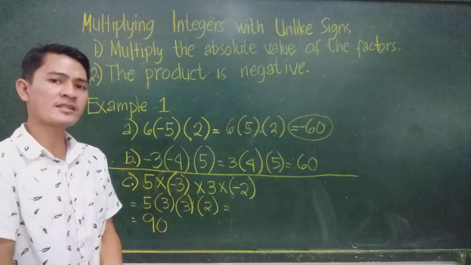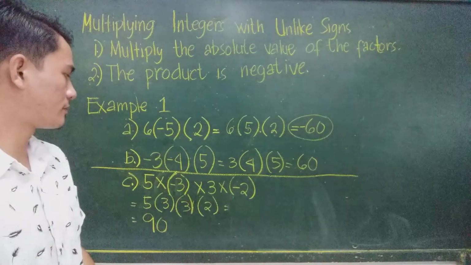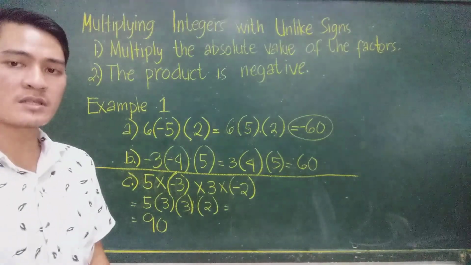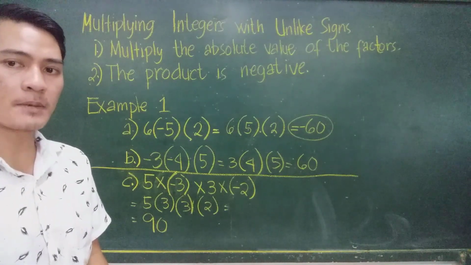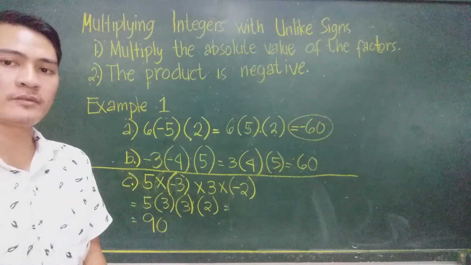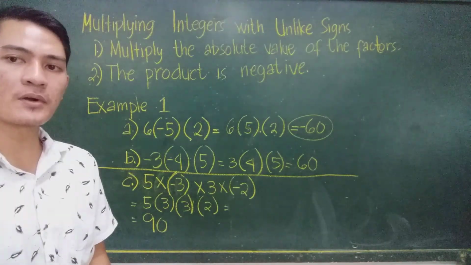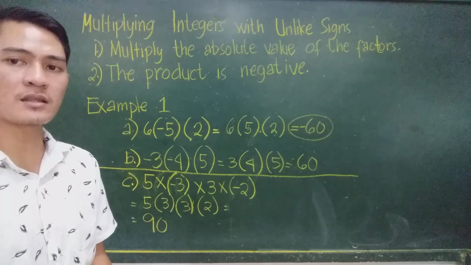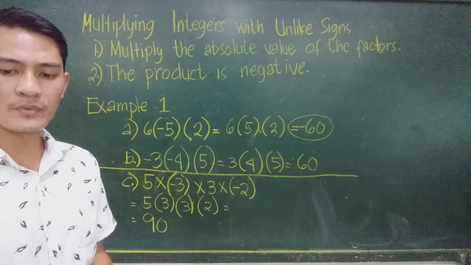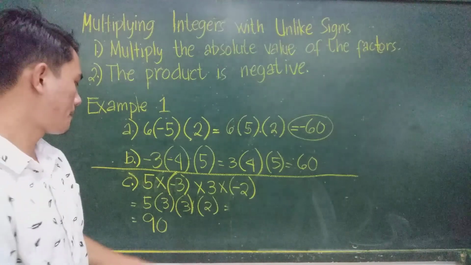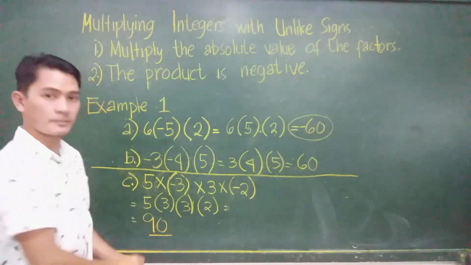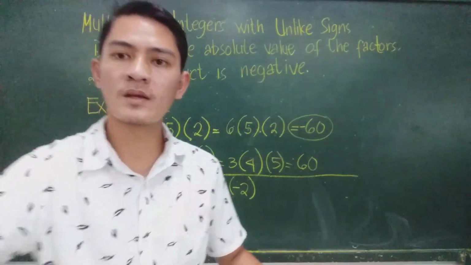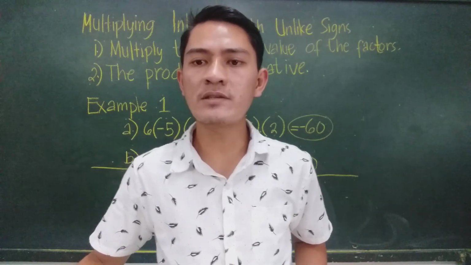So, is it positive or negative? Yes, the answer will be positive because there is an even number of negative factors. So therefore, the product will be positive. We have positive 90.